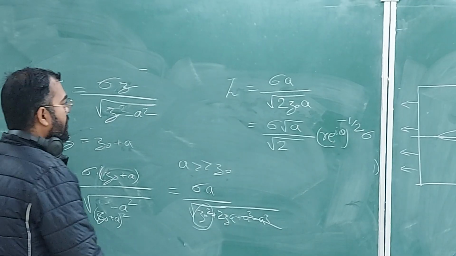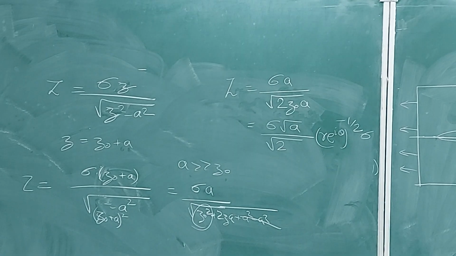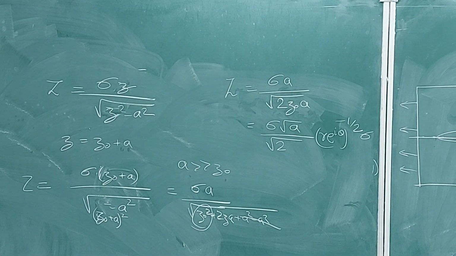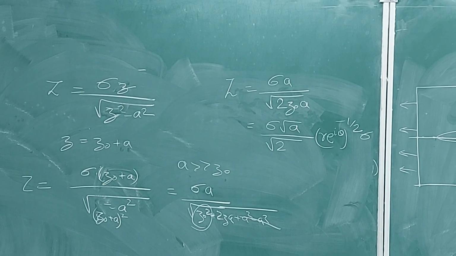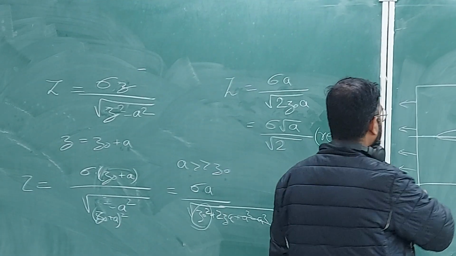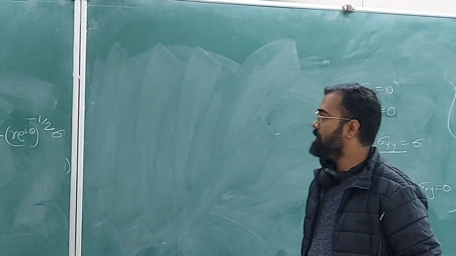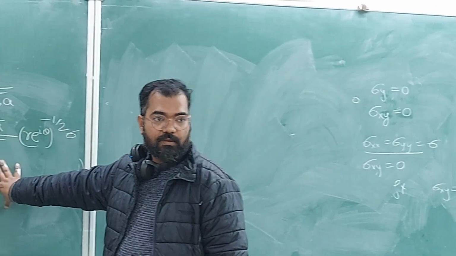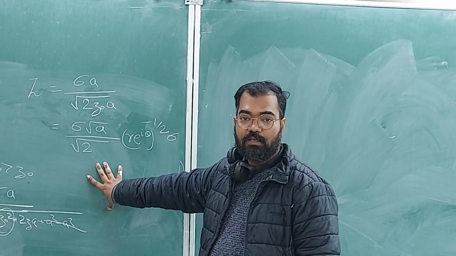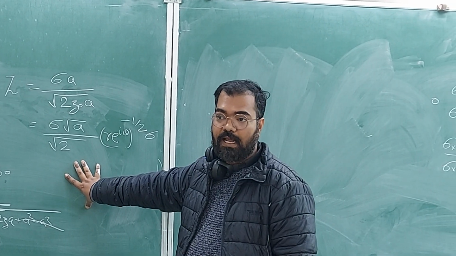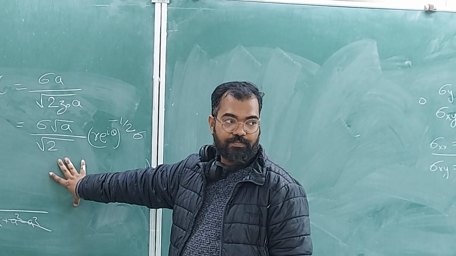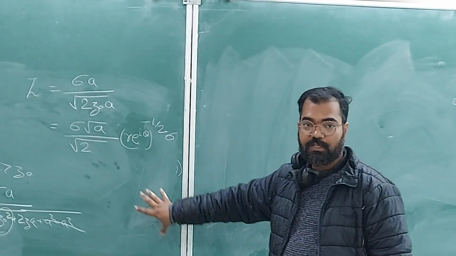Now we have Z. Now we need to use these to find out sigma xx, sigma yy, and sigma xy. So if you want, you can do this as an exercise, or we can do it in the next class. But what you can see here is that we are approaching the expression of stress at the crack tip. Those of you who know it must be able to see that we are approaching there.